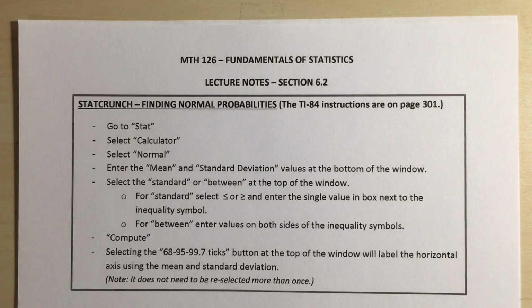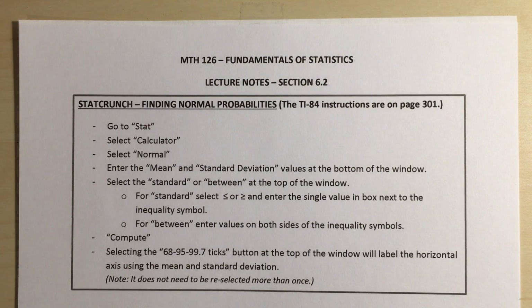Okay, so in StatCrunch, again, there are more detailed instructions that are posted in D2L. When we're going through and looking at this, we're going to go to Stat. We're going to select Calculator. We're going to select Normal, because we're dealing with our normal curve. And then we're going to have to enter a couple of numeric values in there. We're going to have to enter our mean and our standard deviation.